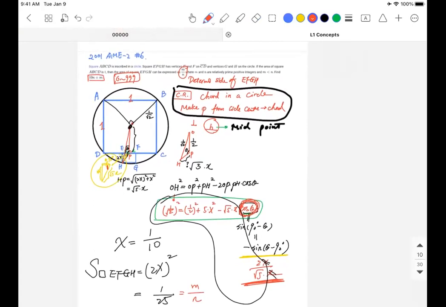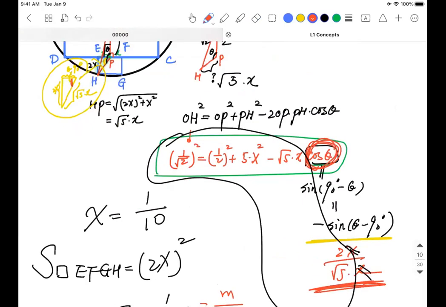So far, so good? Perfect? If all good, let's go to our second category.